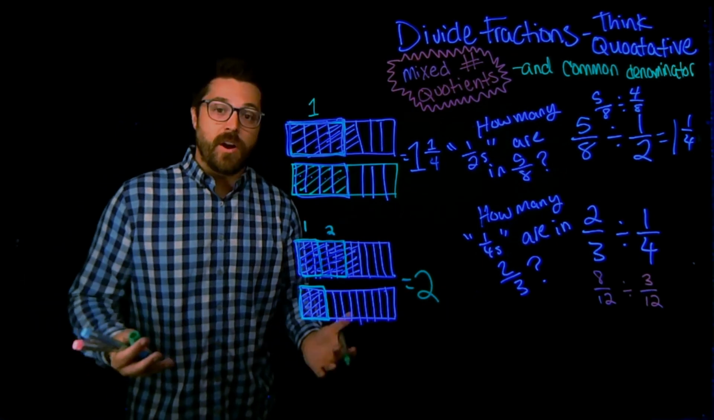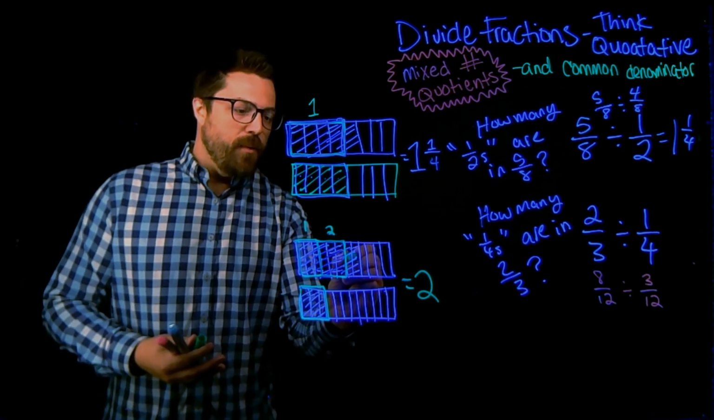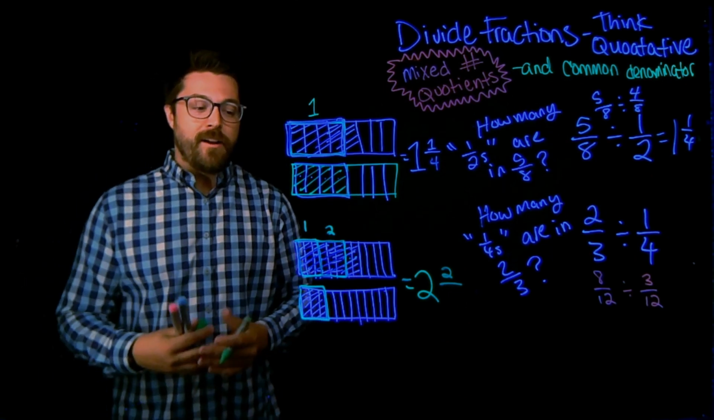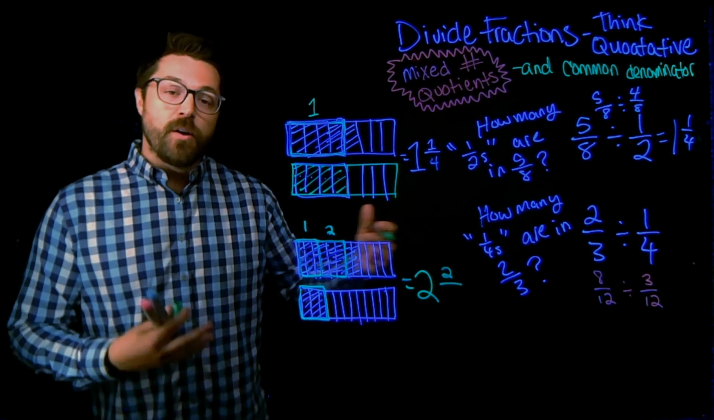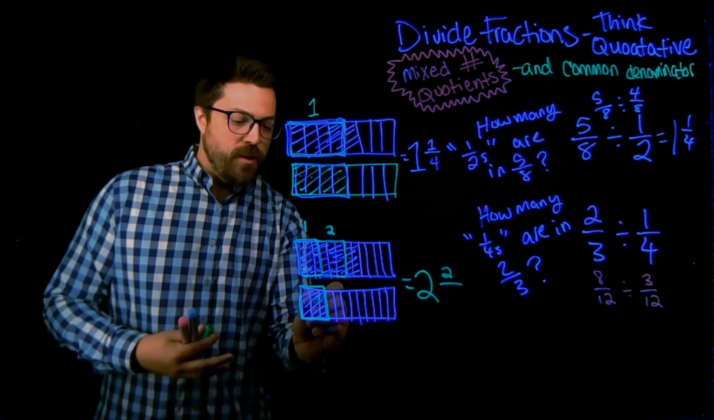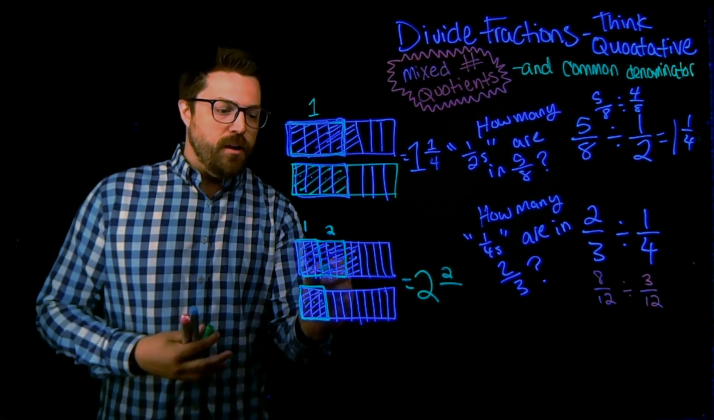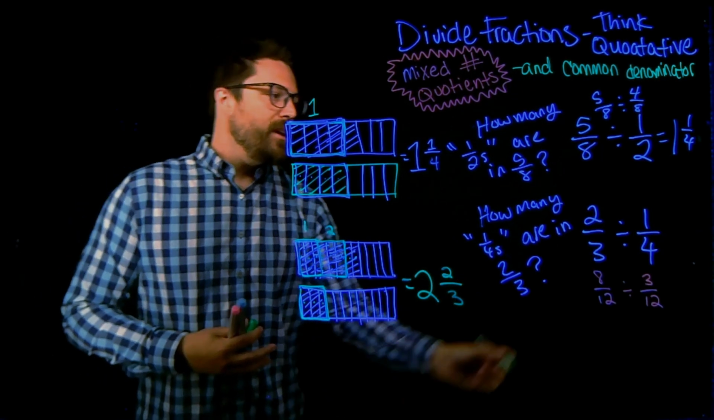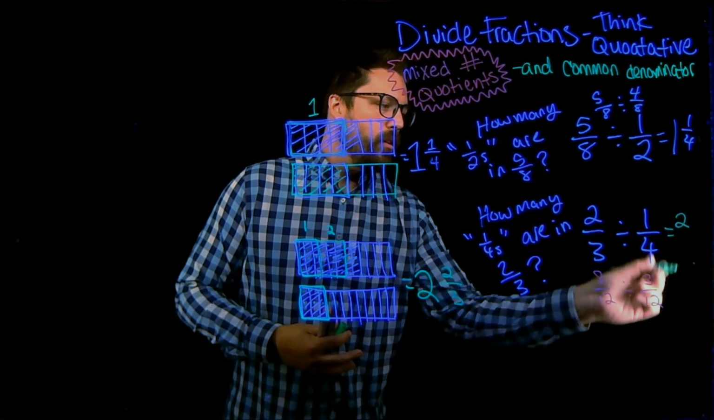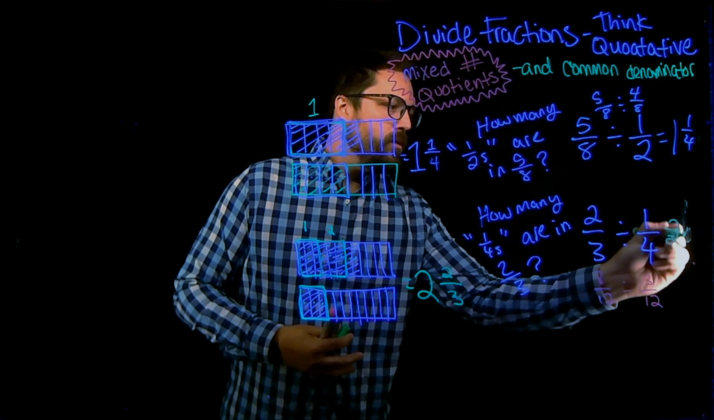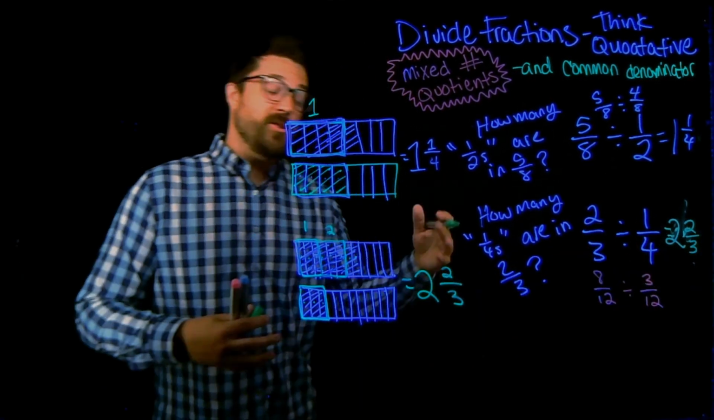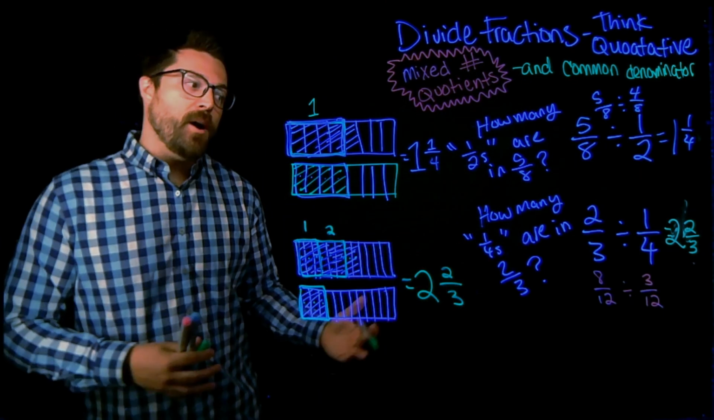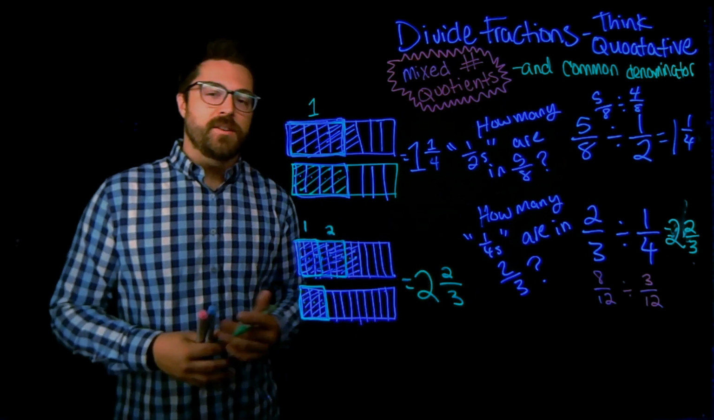So now we just have to figure out what's left over. There are 2 pieces left over. And then to figure out my denominator, how many did I need to make another new piece? In each of them, there were 3. There were 3 in here, there were 3 in here. So I needed 3 more. So this is going to be 2 and 2/3. There are 2 and 2/3 1/4s inside of 2/3. So 2/3 divided by 1/4 is 2 and 2/3.